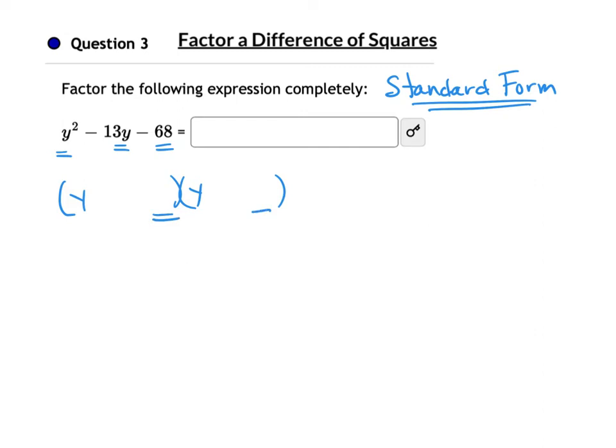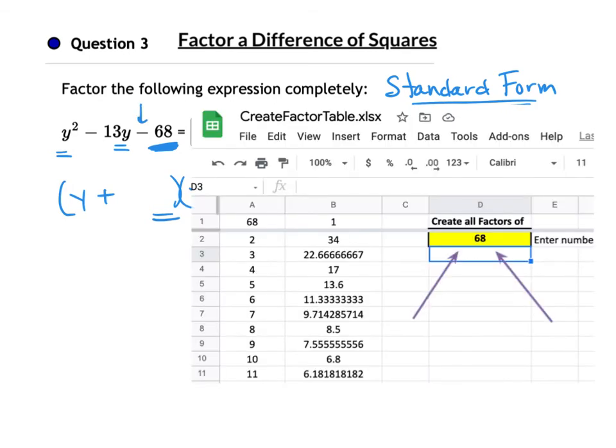This number times this number makes the negative 68. It's got to be a positive and a negative. I need factors of 68 because they're positive and negative. They will subtract to 13. I brought up my factor table, and looking down the list, I'm looking for 2 factors that subtract to 13. And there they are, 4 and 17 subtract to 13. So my numbers are 4 and 17.